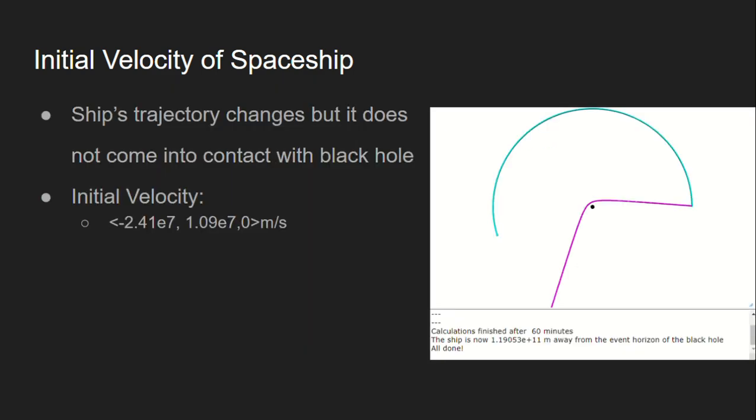I found the initial velocity required for the spaceship to get close to the black hole while avoiding the planet in the black hole. The negative x component means the ship is moving to the left at first, and its positive y means the ship is moving up.